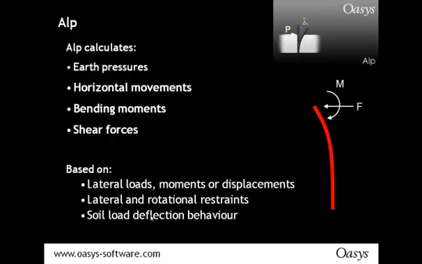So ALP calculates the earth pressures, the horizontal movements, the bending moments, and shear forces for a pile, and it's based on the lateral loads, moments, and displacements. So, for example, soil movements from Siren could be used to see how the pile copes under seismic loads. So that's an input of displacements, and you can see the behavior of the pile under seismic loads. You can also input lateral and rotational restraints, and you can look at the soil load deflection behavior.